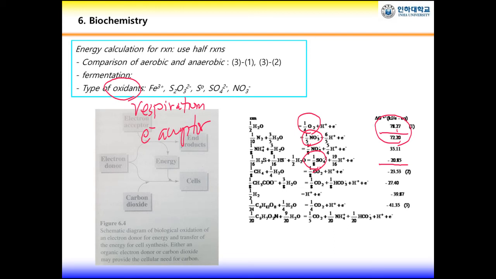Or rather, the sulfate reduction is more or less close to the methane production. So it's about 23.5 and 20.8. So there is no big difference. However, this sulfate reduction is a respiration. The sulfate reduction produces a little bit more energy than this methane production case.